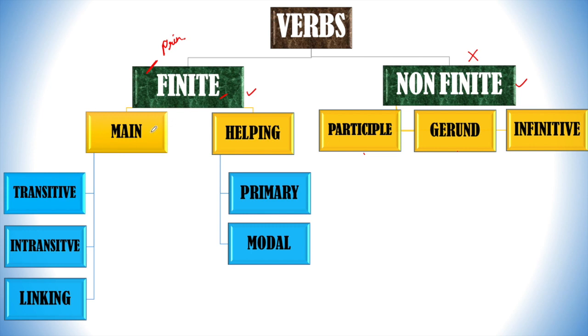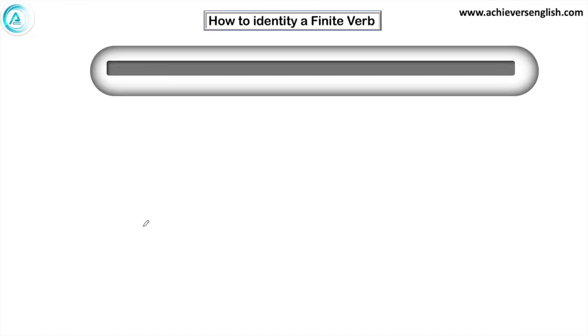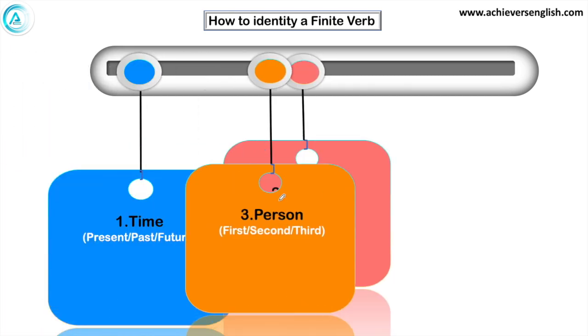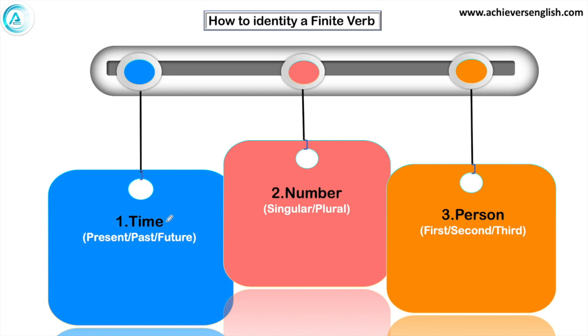If we look at the categories, we will get confused about how to differentiate between finite and non-finite verbs, because the categories are vast. We will come back to this chart after knowing a few things about finite verbs. So let us see in short how to identify finite verbs in seconds. So friends, a finite verb gets affected by three things. First is time, second is number, and third is person. Now let us talk one by one in detail.